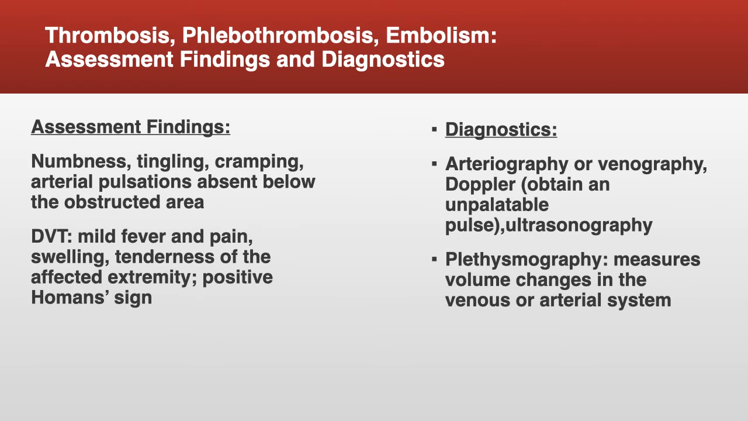So what are our assessment findings and diagnostics for thrombosis, phlebothrombosis, and the embolism? Well, you're going to have numbness, tingling, cramping, arterial pulsations absent below the obstructed area. That's going to be your assessment finding. Your diagnostics, you're going to do arteriography, venography, Dopplers. You're going to do those bilateral Doppler studies, ultrasounds. Those are the most common things that you're going to see as far as your diagnostics.